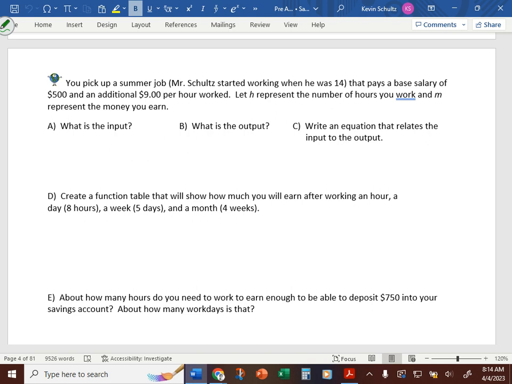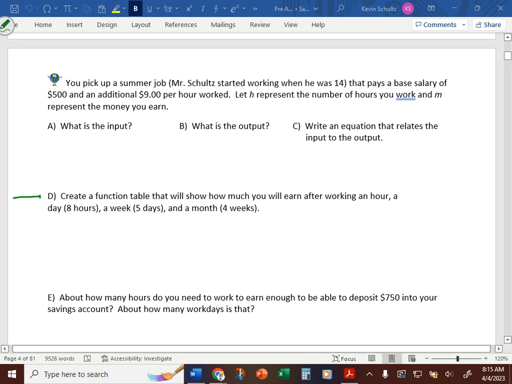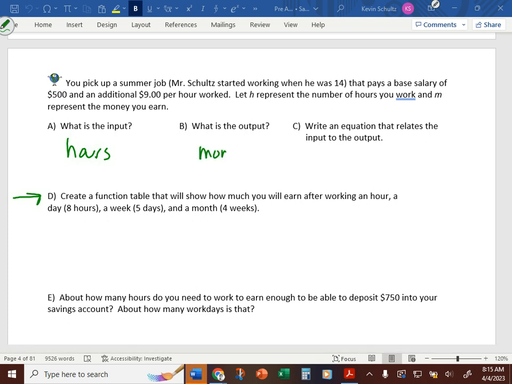Take a look at the other information that we have here. What is the input, what is the output? What are we testing? What's the result? Hayden? You're testing the hours you work, and then the output is the money. Yeah. Okay. Again, you can look at this as a hint here. It says create a function table to show how much you will earn after working an hour a day, which is 8 hours, a week, 5 days, a month, which is 4 weeks. Right. We are testing the hours worked. We're plugging that into the equation, and what we're getting out of it is the money that we earn.